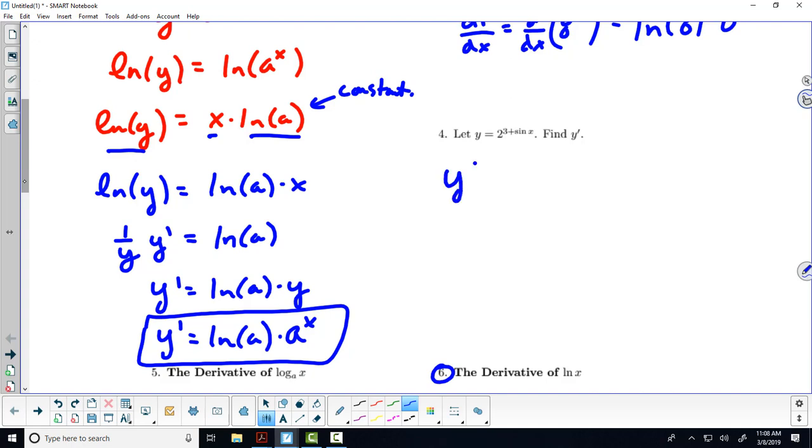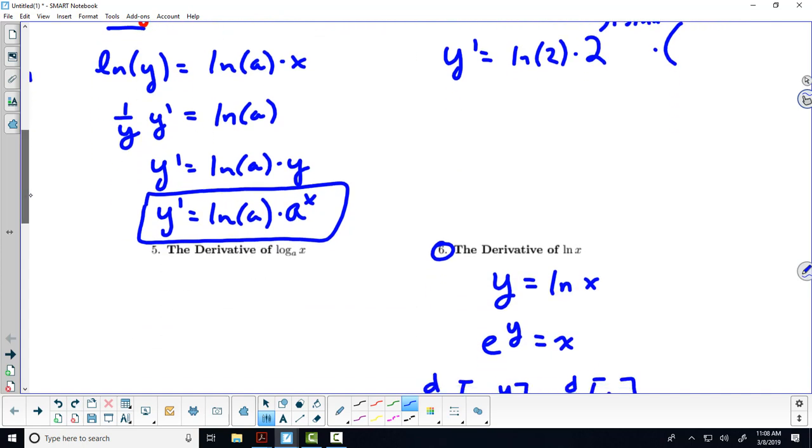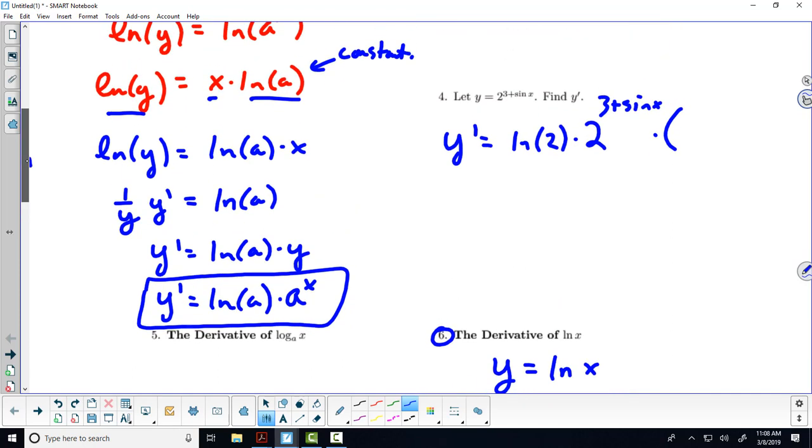So we get y prime is equal to the natural log of 2 times 2 to the 3 plus sine x. But then since the expression inside of there was more complicated than the x that we used when we derived the rule, right? When we derived the rule, I put an x there. Here I'm putting an expression more complicated than just an x, so I can compensate for that with the chain rule. So this would be times 0 plus the cosine of x.